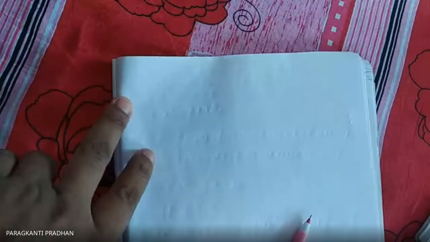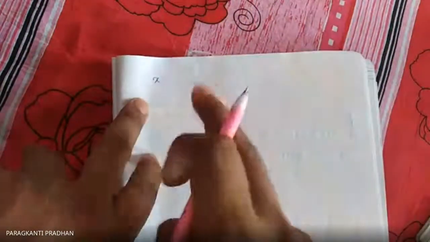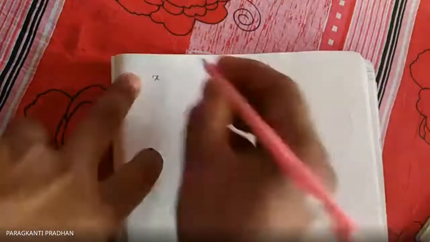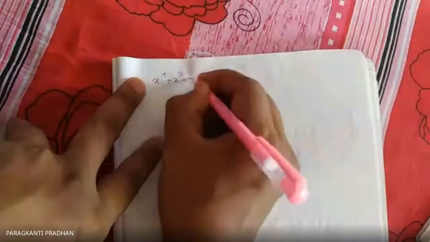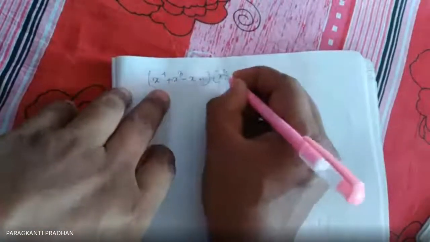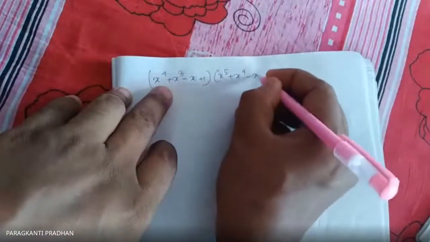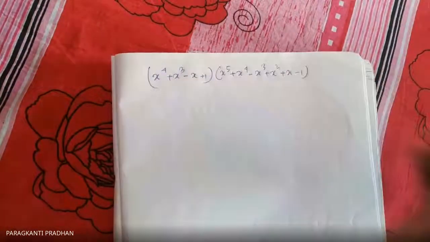Now I'm giving you one problem. Everyone do the sum, and then I'm requesting you one by one to show me the answer on your camera. Okay, I'm doing one sum. After this sum, I'm giving you one question. X to the power 4 plus x cube minus x plus 1 into x to the power 5 plus x to the power 4 minus x cube plus x square plus x minus 1. This is very big.